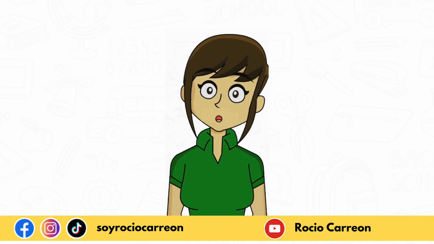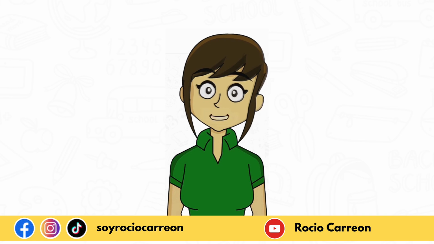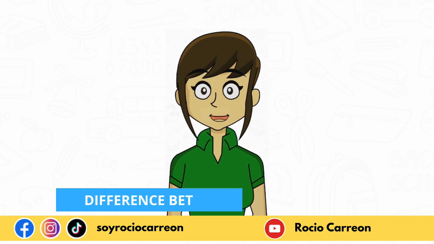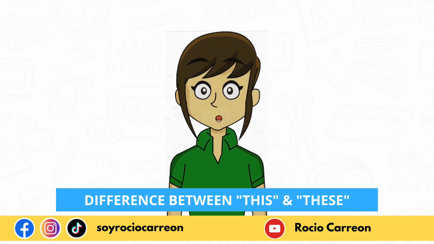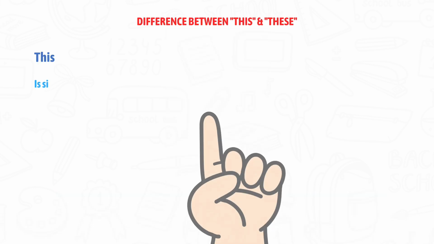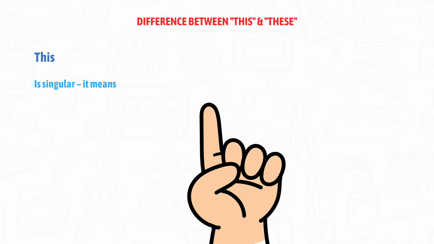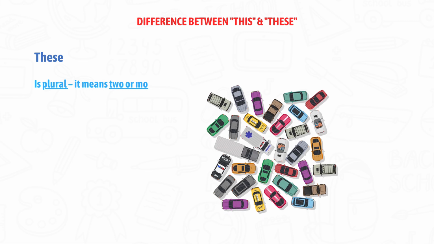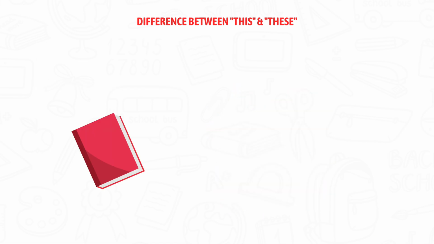I am your friend, Rocio Carrion, and today we're gonna learn about an awesome topic, the difference between this and these. So pay close attention. This is singular. It means only one thing. These is plural. It means two or more things.